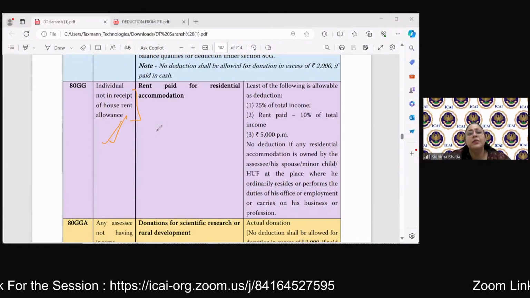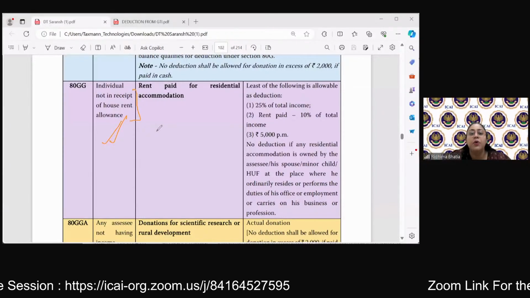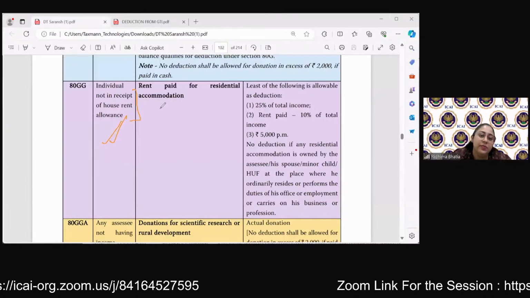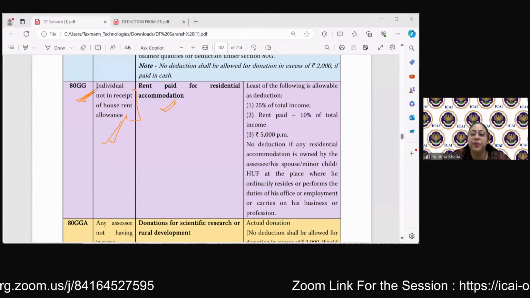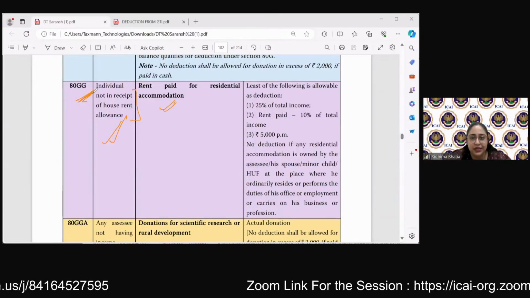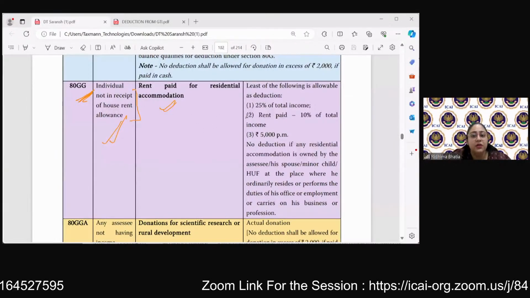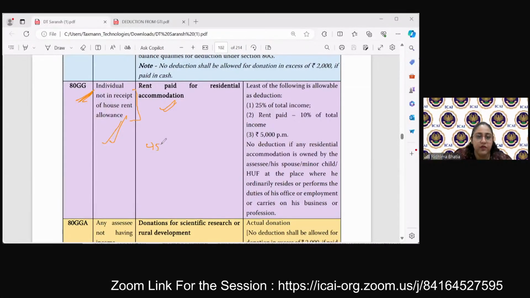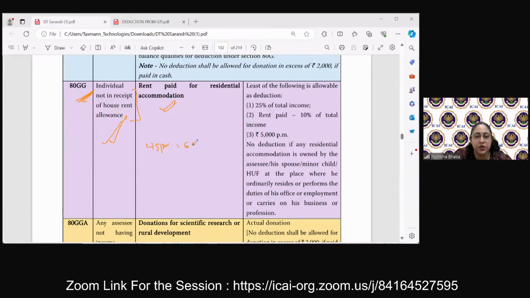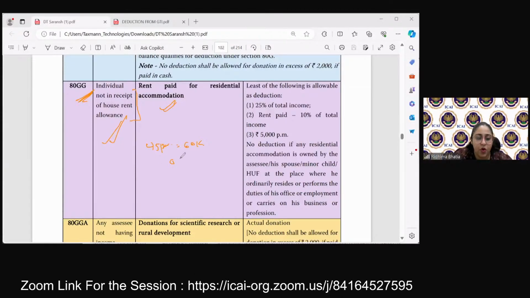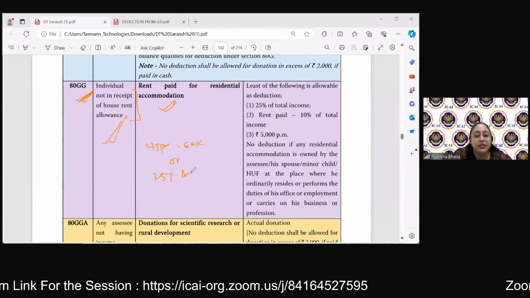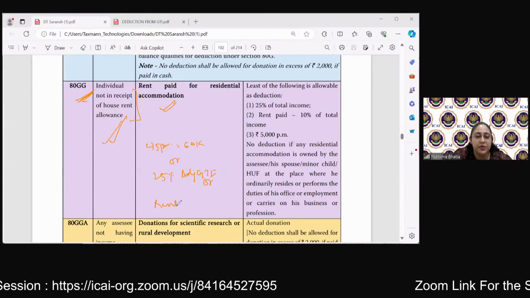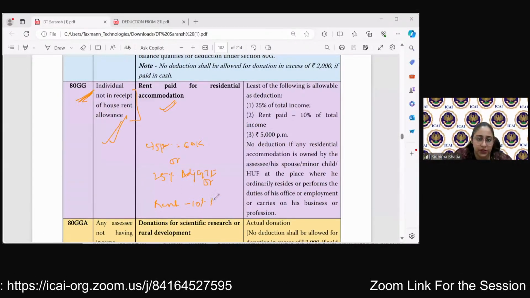If you are given house rent allowance, claim exemption under your section 10. But if you do not have house rent allowance, then rent paid का deduction is claimed under section 80GG. What is the limit? There are three limits, simple. Either you will get 5,000 per month as deduction, that is 60,000 in total, or 25% of adjusted GTI, or rent minus 10% of adjusted GTI.